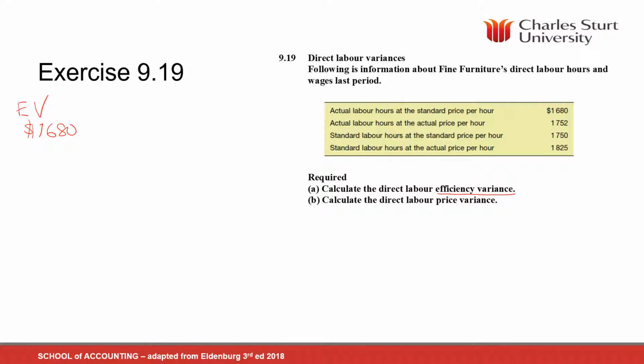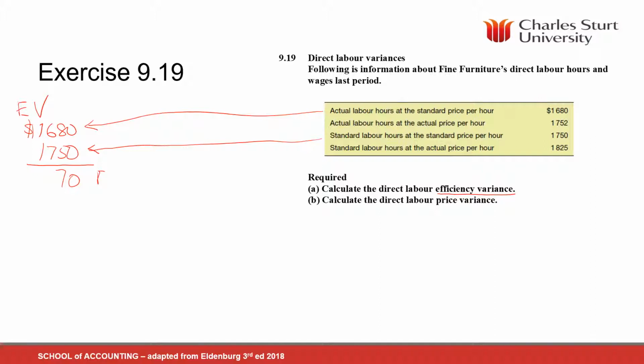And from that, we deduct the standard labour hours at the standard price per hour, which is 1750. So here we are, actual labour hours at the standard price per hour and standard labour hours at the standard price per hour. So the real difference between the two is not the price, because the price is the same, but it's the number of hours that we've used. And we get 70.